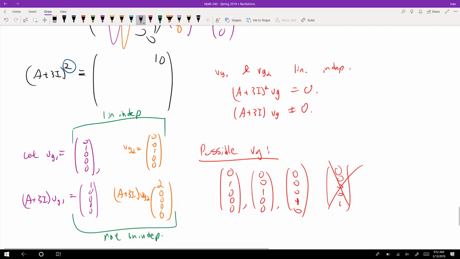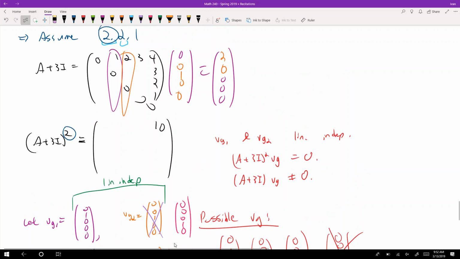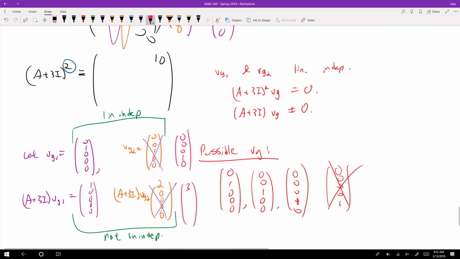So, all right, we had 3 possible choices. So if we let, I guess, this doesn't work, right? So now if we let VG2 equal 0, 0, 0, 1, 0, right? What do we get when we do A plus 3I times VG2? Well, we kind of don't solve that problem either, because now we get 3, 0, 0, 0, 0. Okay? So you get 3, 0, 0, 0, 0, but that's still not linearly independent from 1, 0, 0, 0, 0.